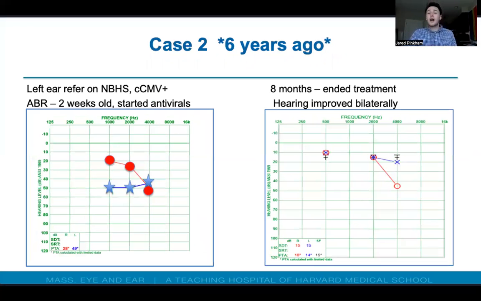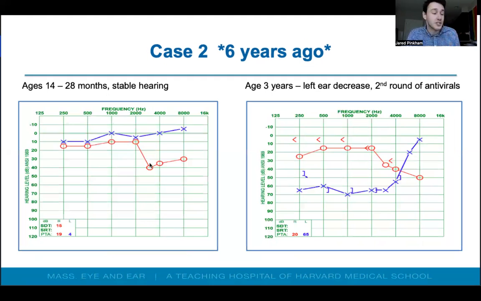So now we're gonna look at ABRs and audiograms with antiviral treatment. So here we have the right ear, left ear, not great, in that kind of moderate area. But we can see after starting antivirals after 2 weeks old, that left ear improves a lot. Right ear still not so great, but the left ear has improved a lot. We can see that the left ear continues to improve. Right ear is still not doing great in those higher frequencies, but isn't terrible.